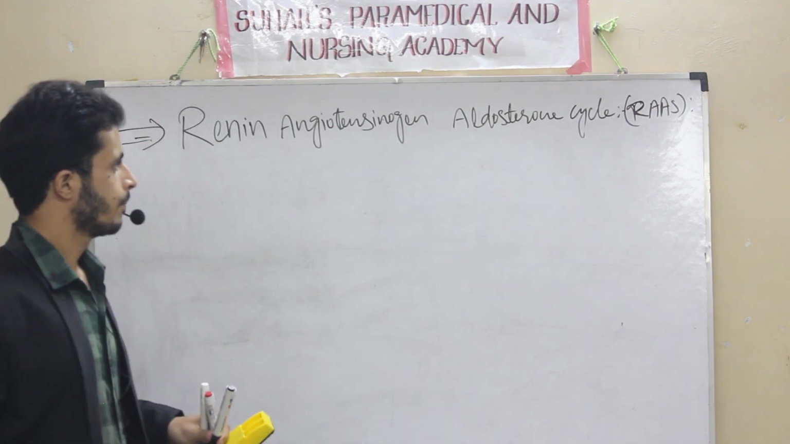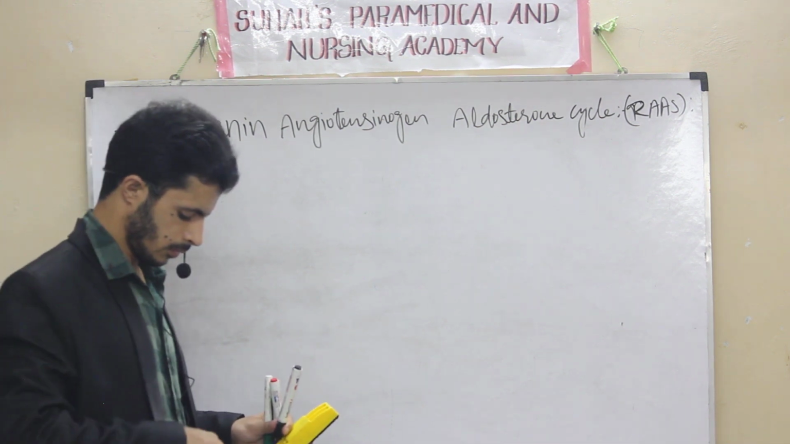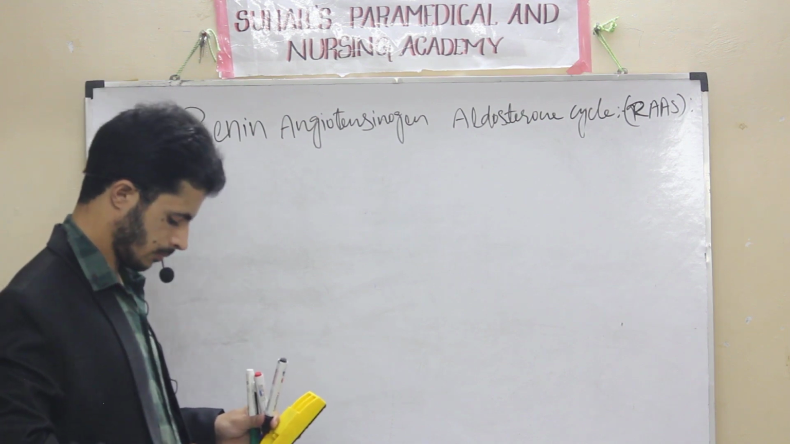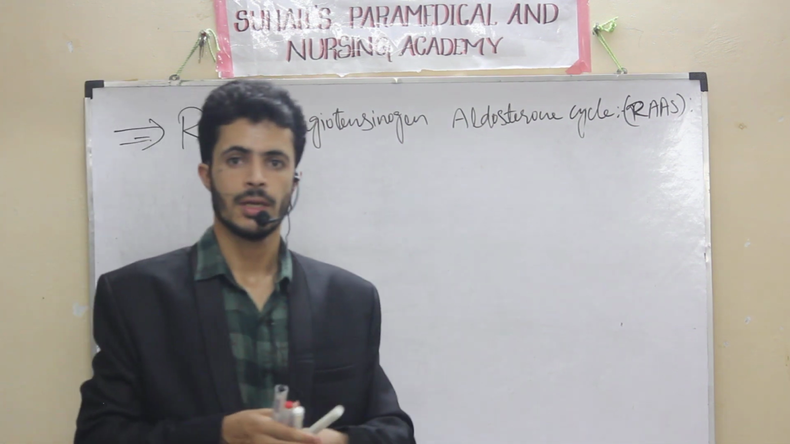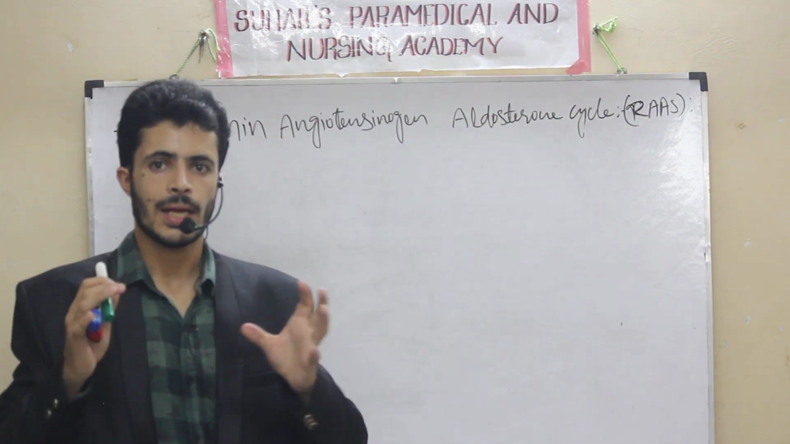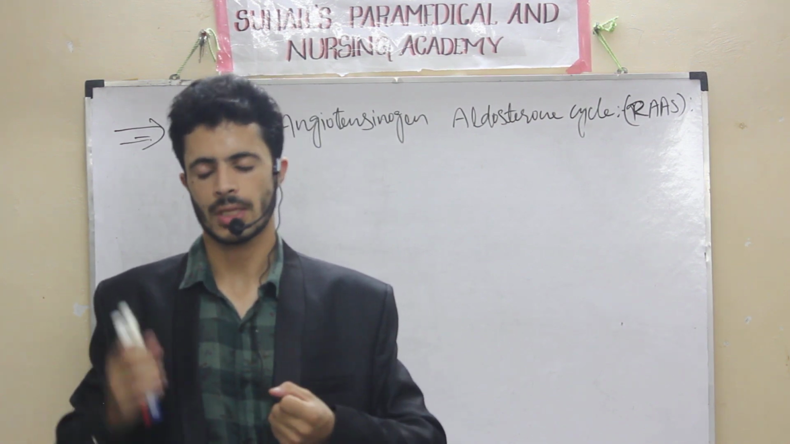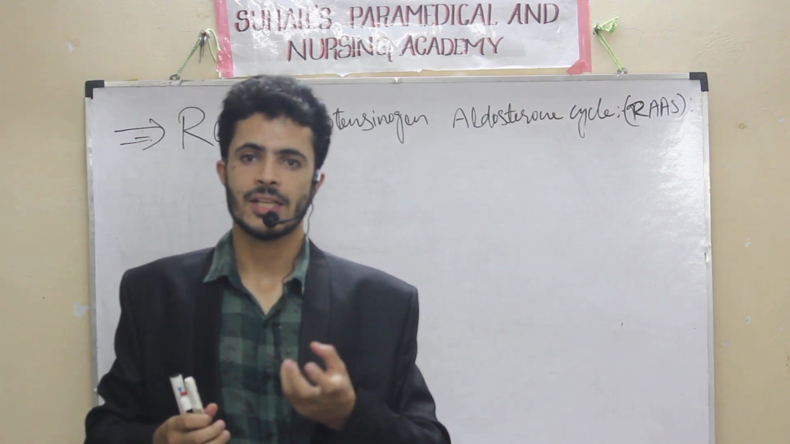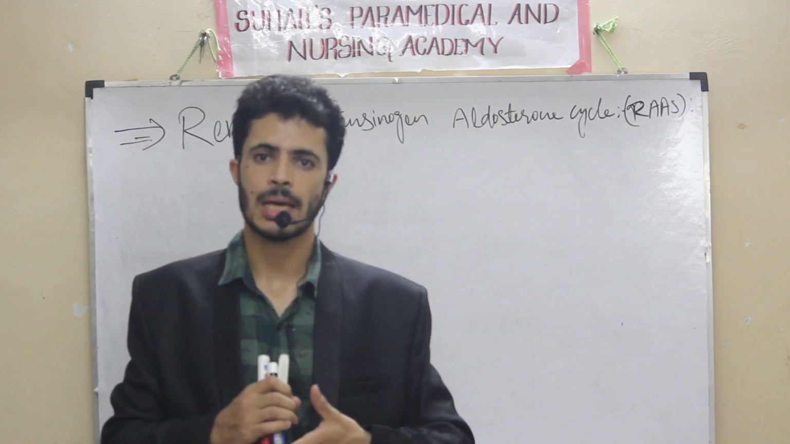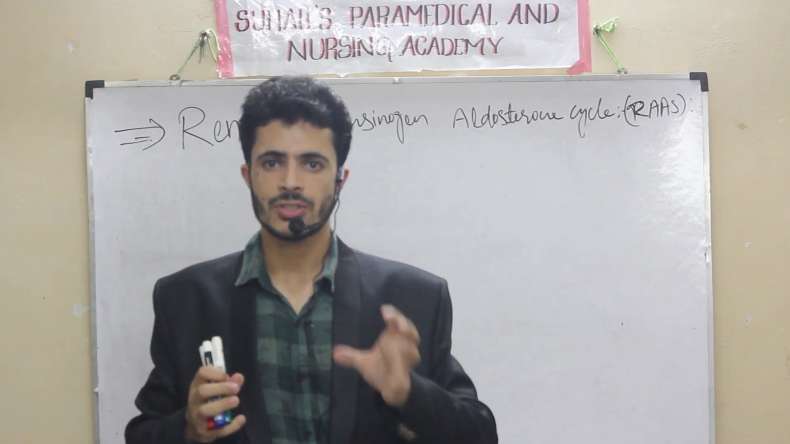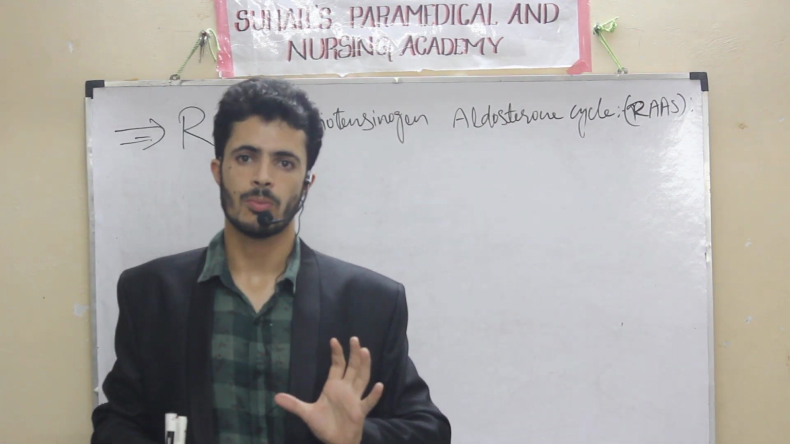So in the renin angiotensinogen aldosterone cycle, what is actually RAAS? It is a mechanism that happens in the human body. Why does this mechanism happen? Actually, this RAAS system increases the BP in our body.